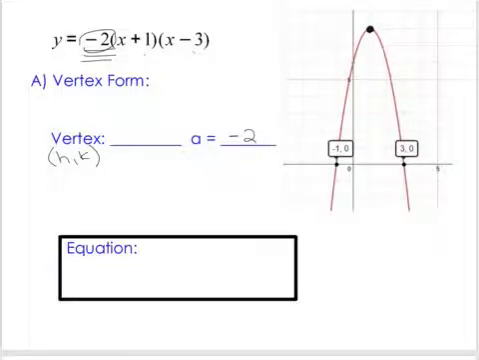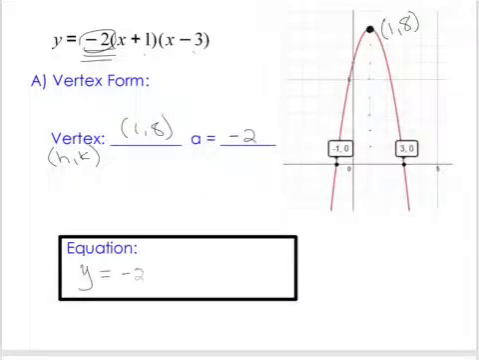So here's our vertex at the point. So we go over 1 and up 1, 2, 3, 4, 5, 6, 7, 8. So we have the point (1, 8). And let's put it all together. So we will have y equals negative 2 times x minus 1 squared plus 8. And that is our vertex form.